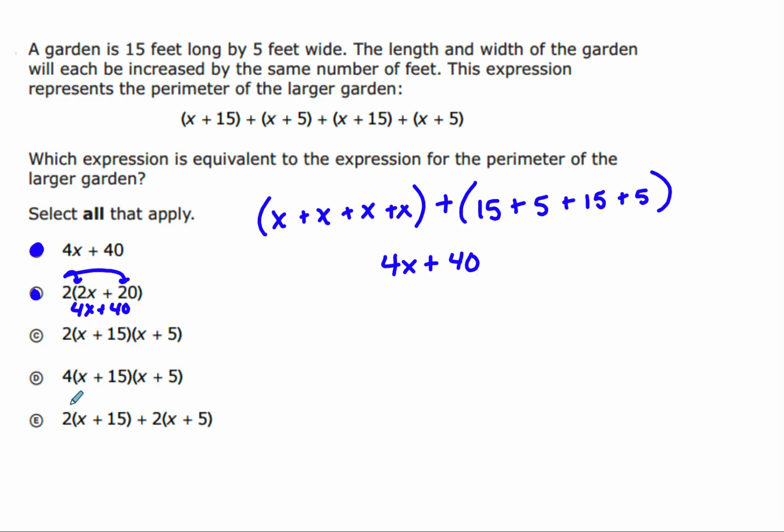Let's look at this last one. 2 times x would be 2x. 2 times 15 would be 30. Plus 2 times x is 2x. 2 times 5 is 10. 2x plus 30 plus 2x plus 10. Yeah, that does simplify down to 4x plus 40. So my correct answers on that one are A, B, and E.